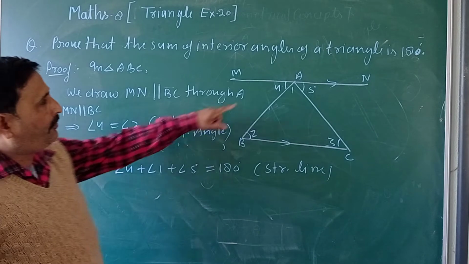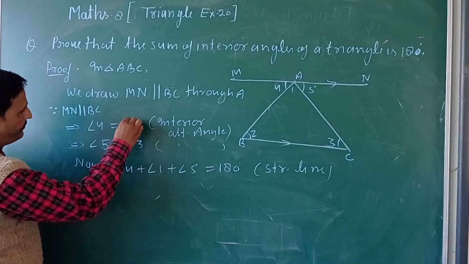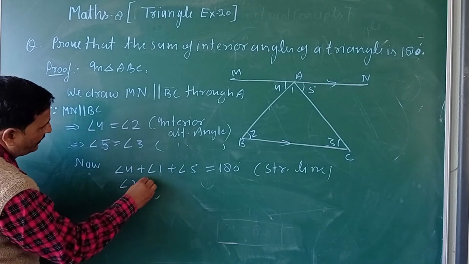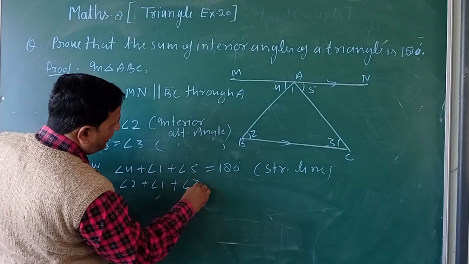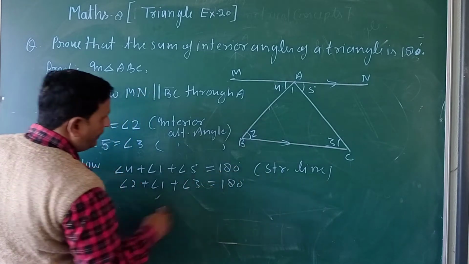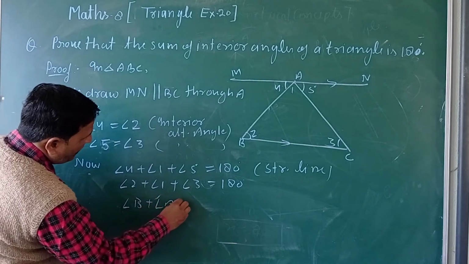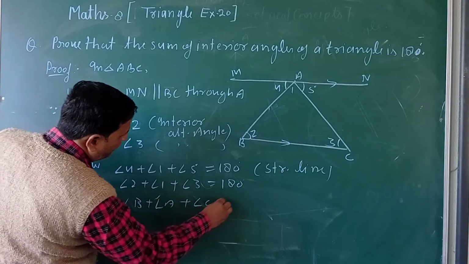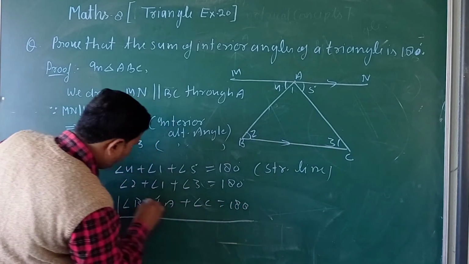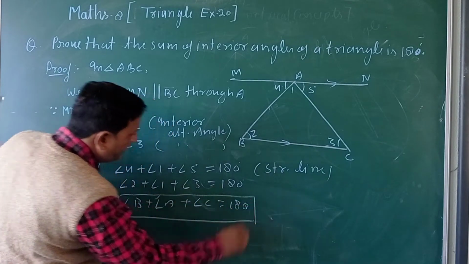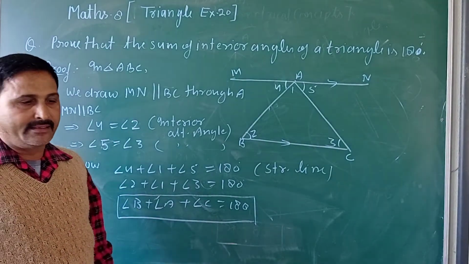In the place of angle 4, we have to write angle 2, since angle 4 is equal to angle 2. Angle 2 plus angle 1, and in the place of 5 we write 3, is equal to 180 degrees. Angle 2 is angle B, angle 1 is angle A, angle 3 is angle C, equal to 180 degrees. Proved: the sum of the interior angles of a triangle is 180 degrees.